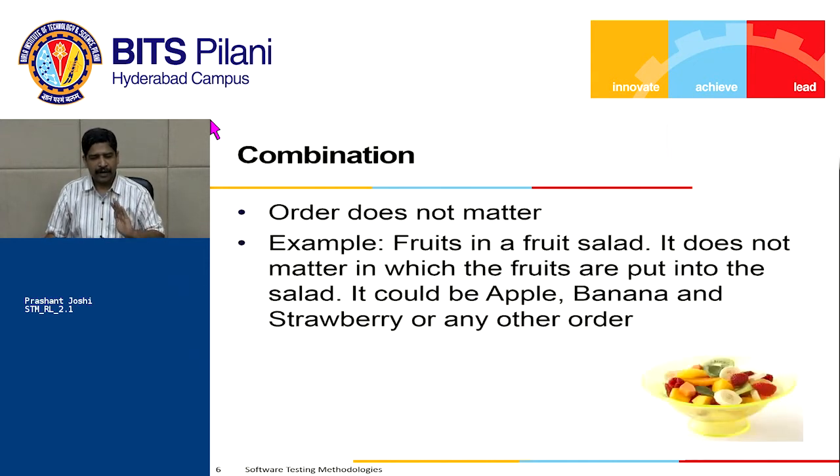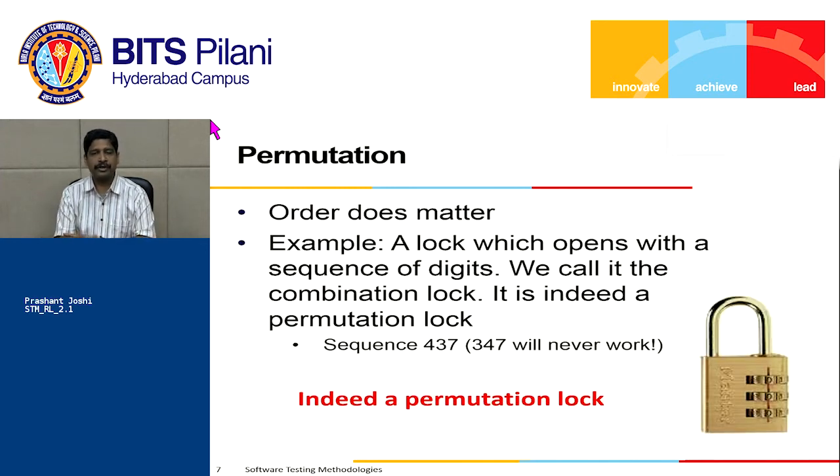So let's look at it basically. In combination, order does not matter. It's like a fruit salad. You put in banana first, strawberry next, and apple later. It just doesn't matter. Permutation is really where order does matter. Thus, typically we call the lock not a permutation lock, we call it a combination lock. Other than that, it's okay, but remember that permutation is that lock and order does matter. For example, if the sequence is 437, 347 will never work because order matters.